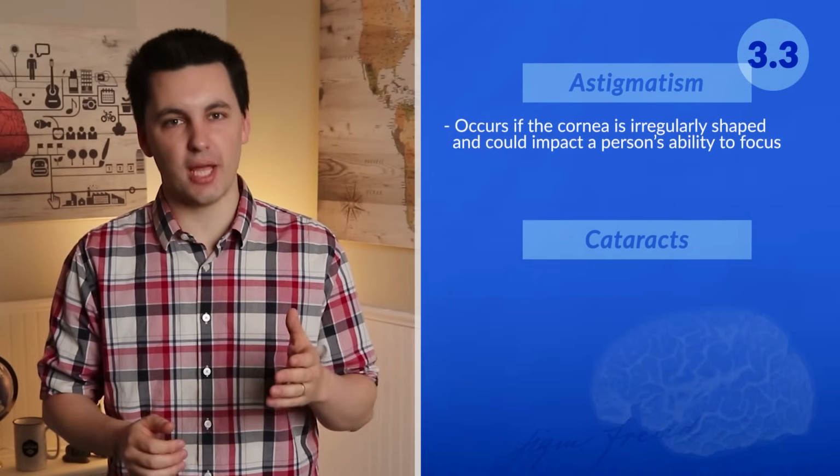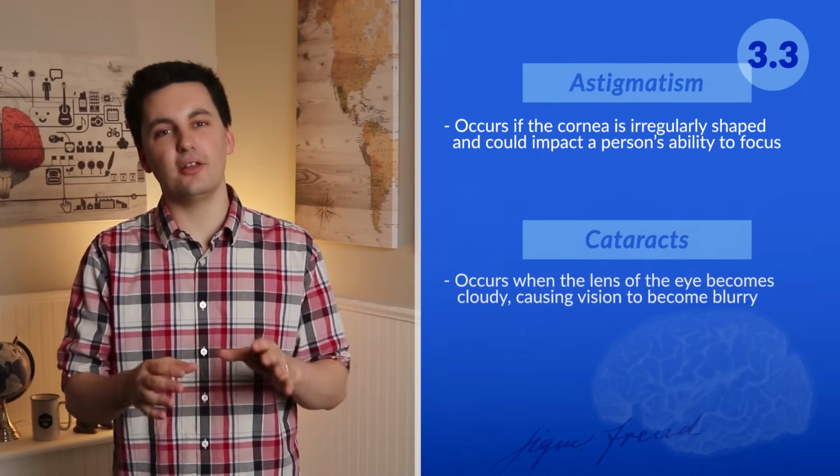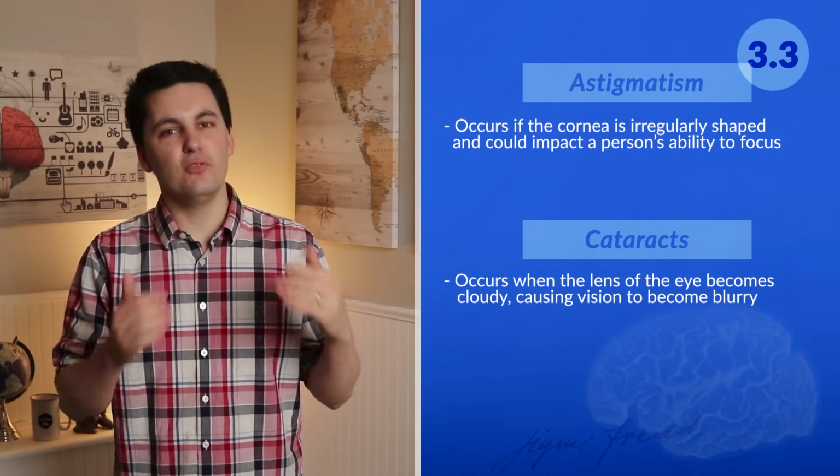And since we're on the topic of vision, you'll also want to understand the difference between astigmatism and cataract. Astigmatism occurs if the cornea is irregularly shaped, and it could impact a person's ability to focus, while cataracts happens when the lens of your eye becomes cloudy, causing vision to become blurry.